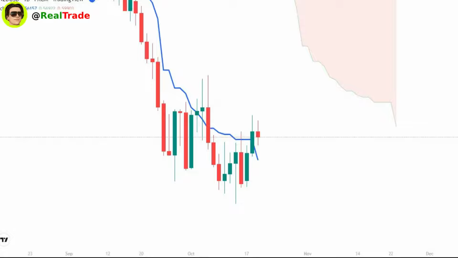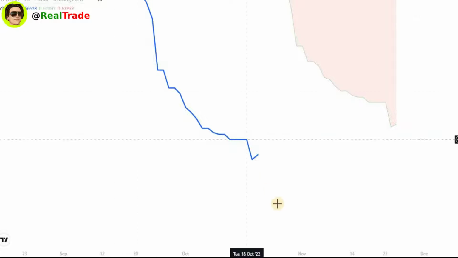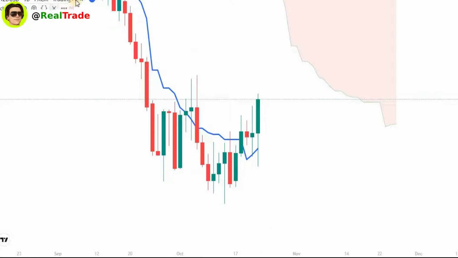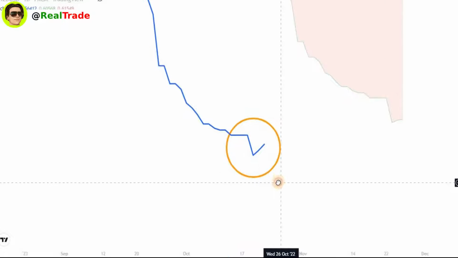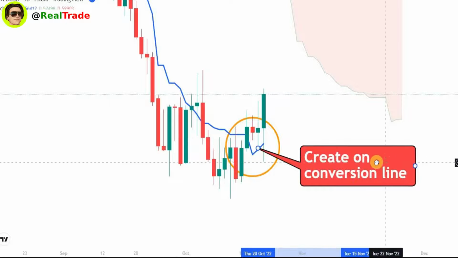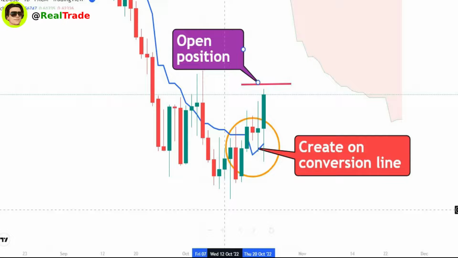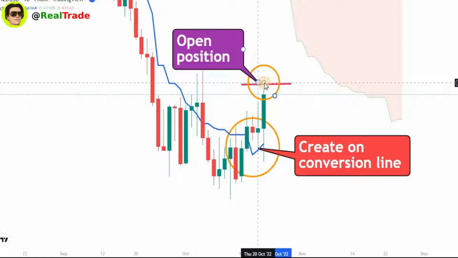Next position, zoom on the chart. High candle. This pattern on the conversion line. High candle. This pattern is a strategy created on the conversion line. Next candle is open position. This area, open position.